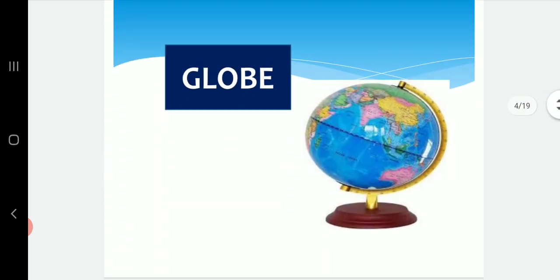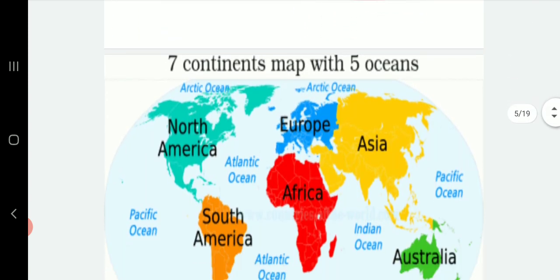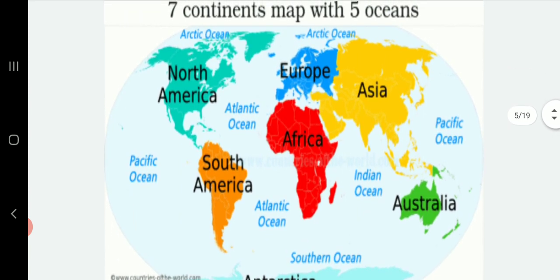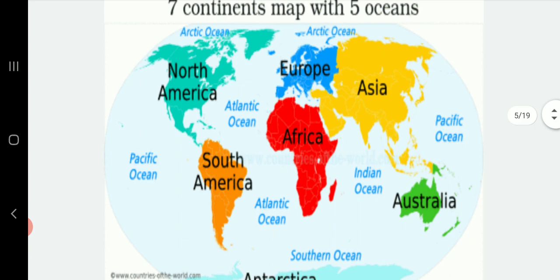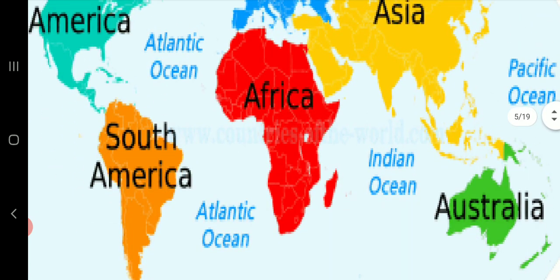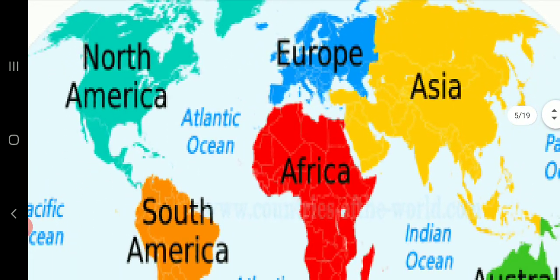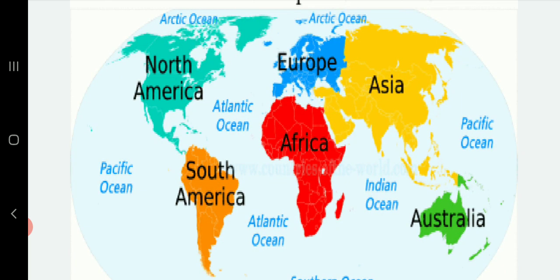Now we are going to learn about a comparison of a globe and a map, as well as a field visit. So today's lesson's name is comparing a globe and a map, a field visit. Okay, now see this picture. By seeing this, what you are able to see is a map of 7 continents with 5 oceans. Let's see what the 7 continents are. That is Asia, Africa, Australia, Antarctica, North America, South America and Europe.